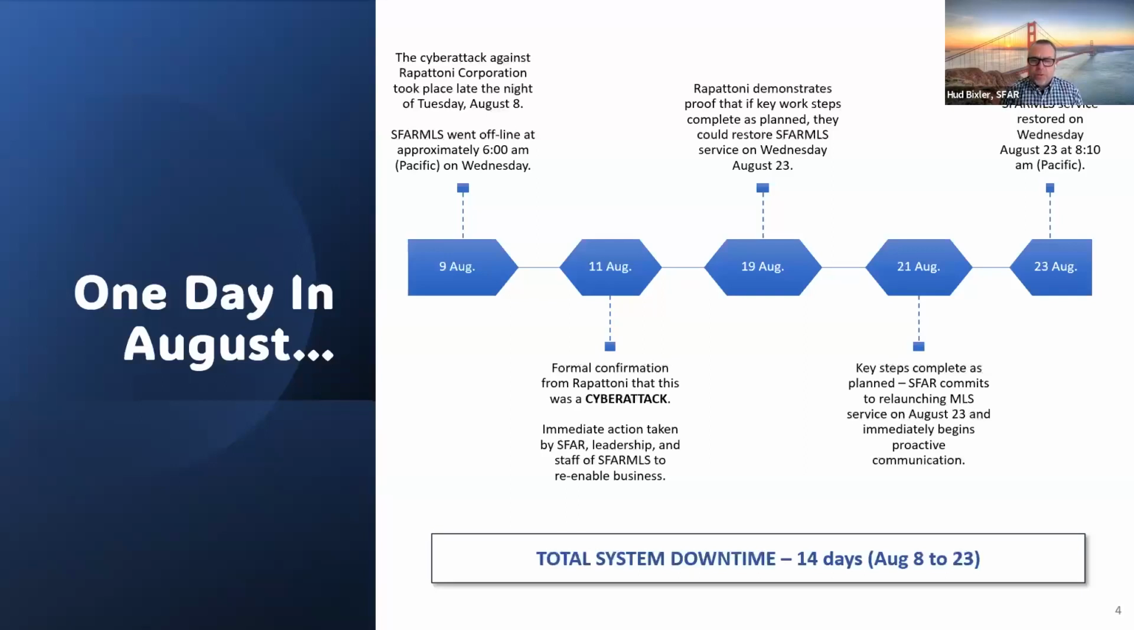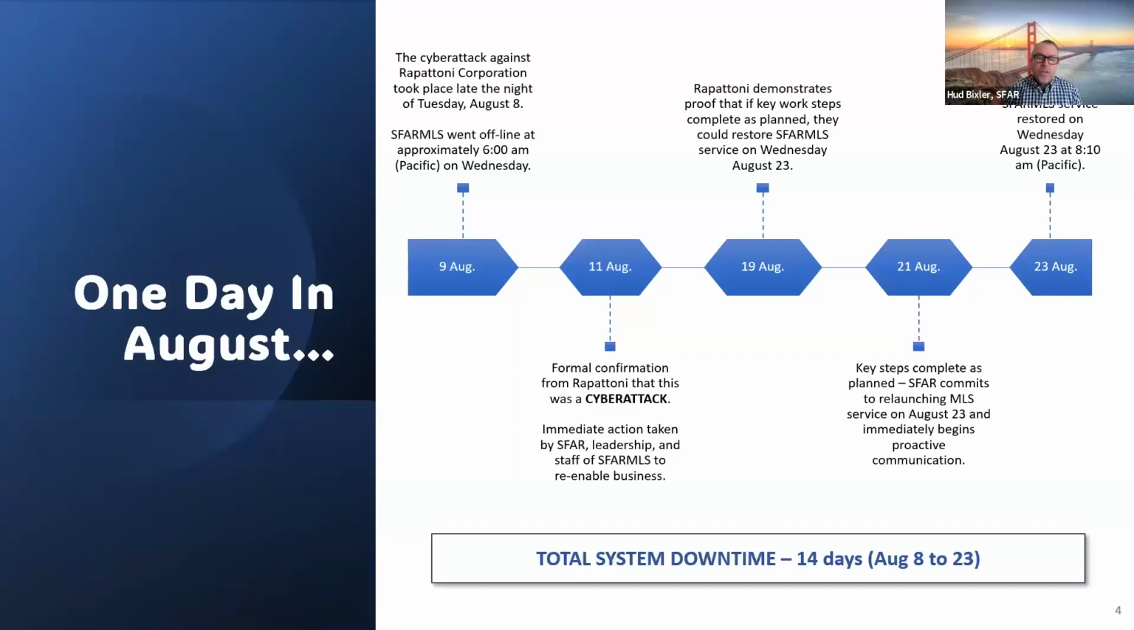It's noted that around August 21st, key steps were completed. We were committed that we could bring the MLS back online in whatever shape it was, as long as we could bring it online to do business on August 23rd. And we immediately started the process of communicating that. And as you are well aware, on August 23rd, we did come back up and running.